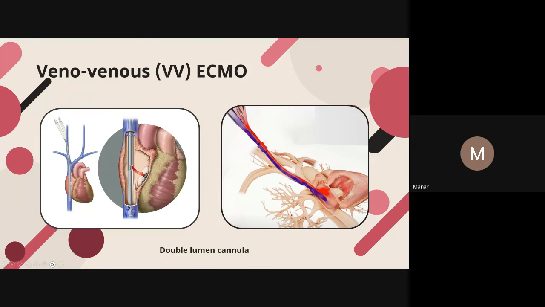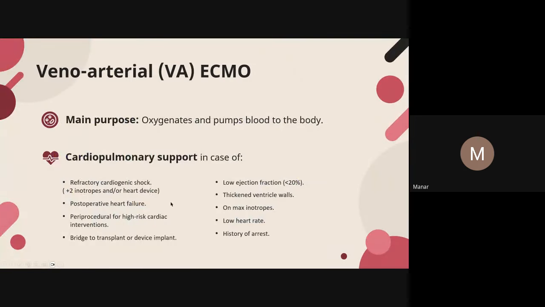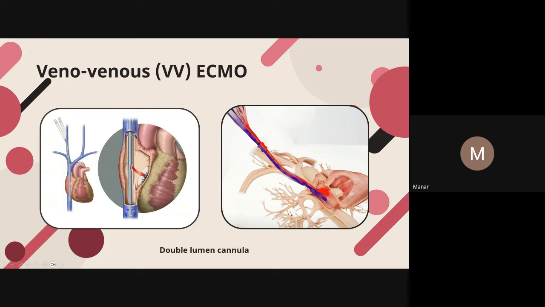So it draws blood from the inferior vena cava and the superior vena cava into the deoxygenated blood cannula, and then the blood goes into the ECMO machine, goes back again through the oxygenated blood cannula, and then this port right here pushes blood out into the right atrium.